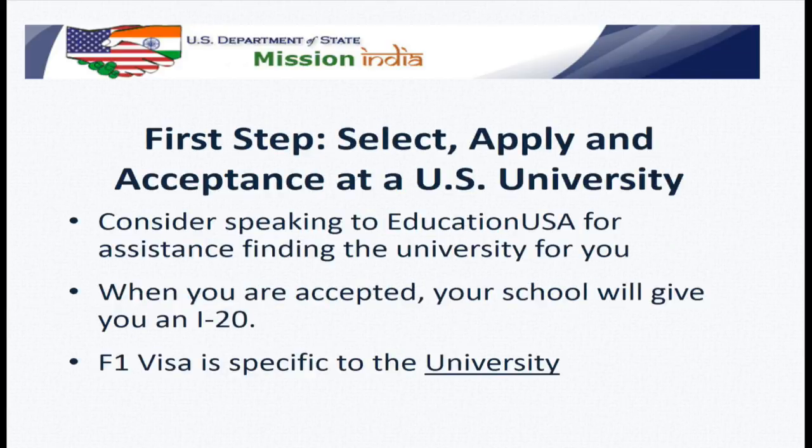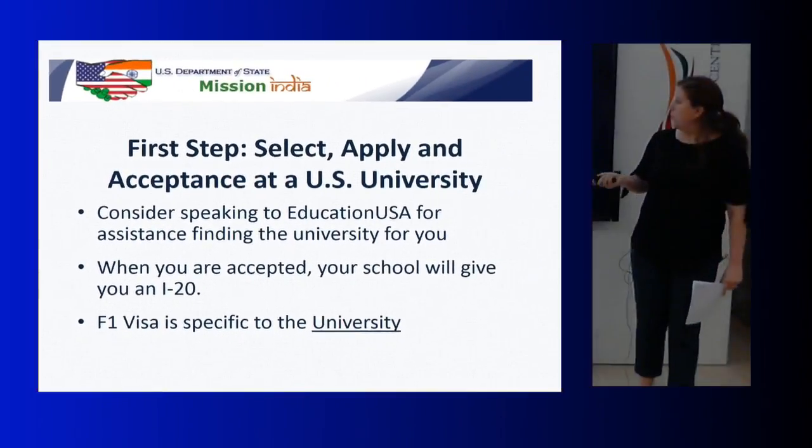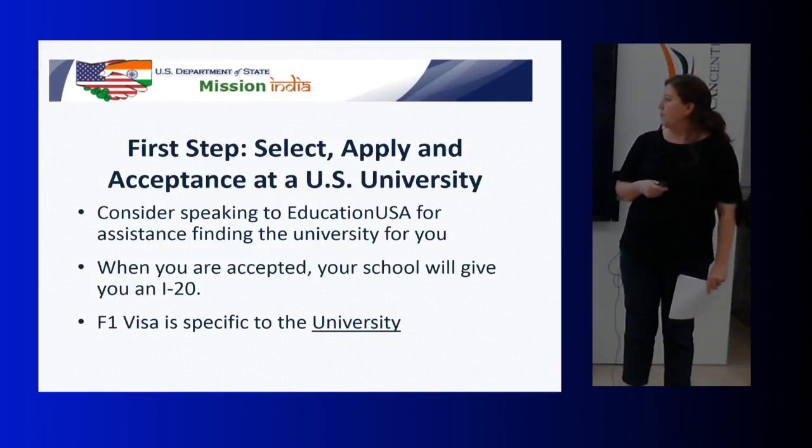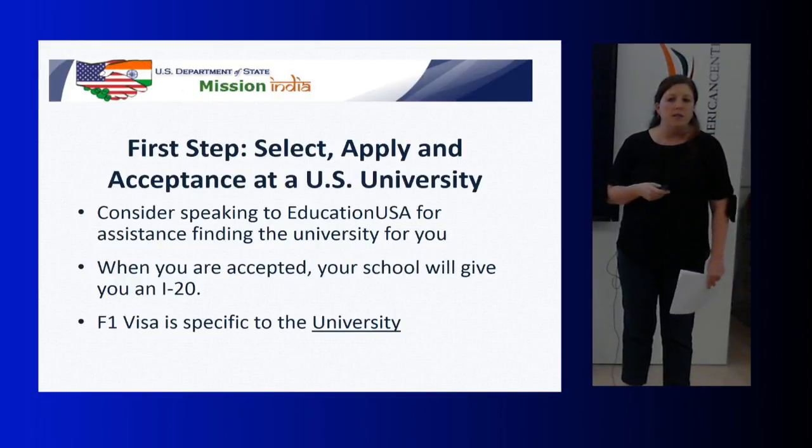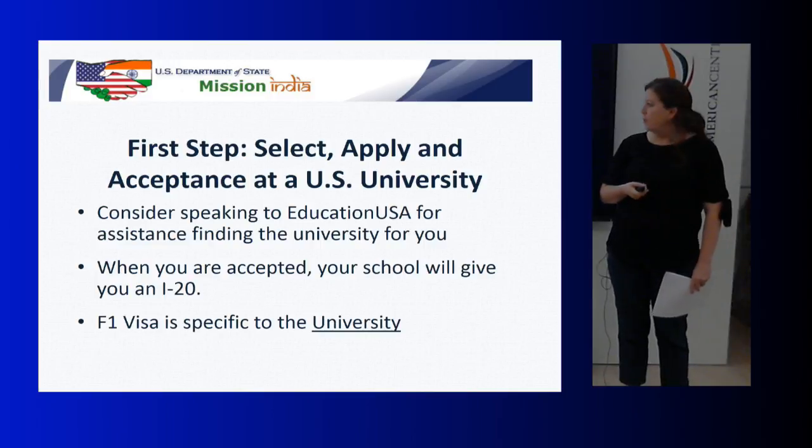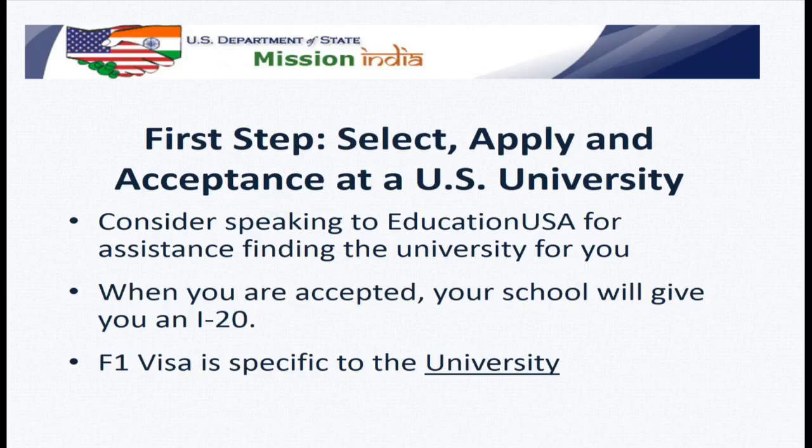So the first step: you want to select, apply, and be accepted to a U.S. university. This must be an accredited university. And EducationUSA here is an excellent resource as an initial first step. You want to talk about what kind of studies you want to pursue, what universities may be the right fit, and then how you would go about that application process.